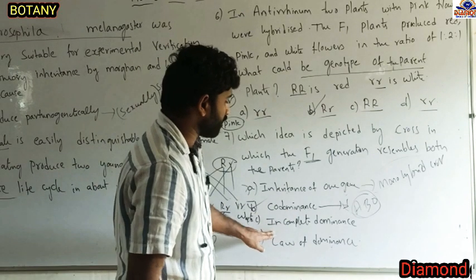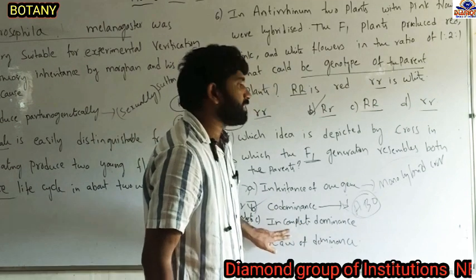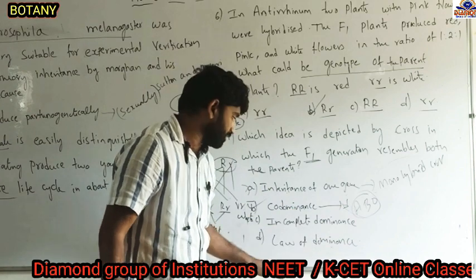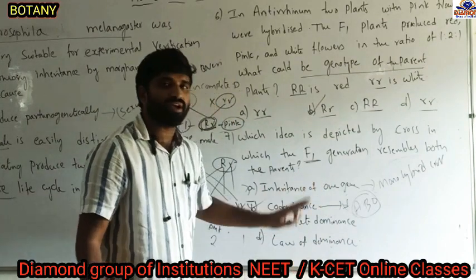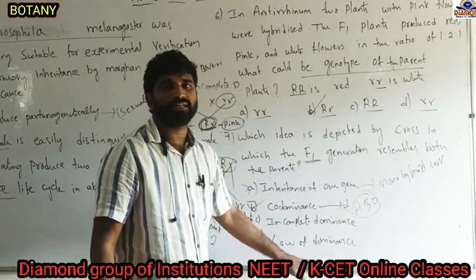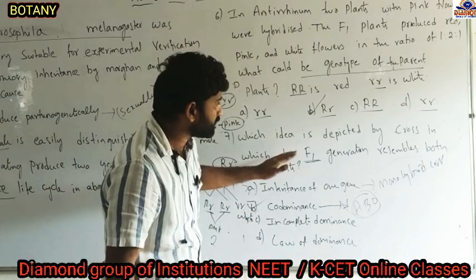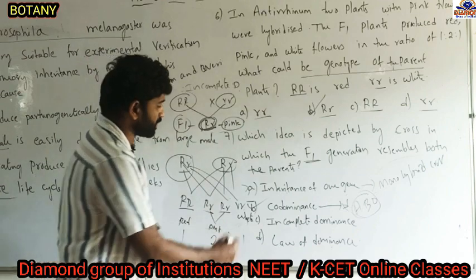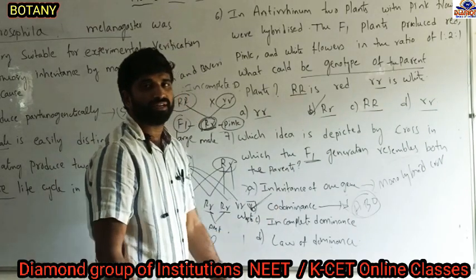And then what about incomplete dominance and law of dominance? Incomplete dominance means intermediate characters appear in the F1 generation. Law of dominance is like a monohybrid cross, where only the dominant parental character expresses. But in the question, we have to get both parental characters in the F1 generation. So that is called codominance.